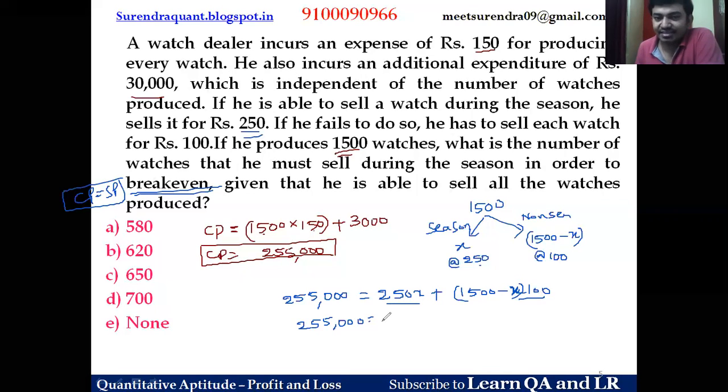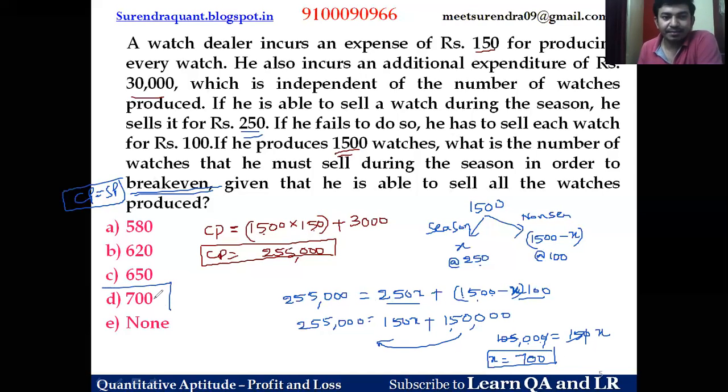250X minus 100X, 150X, plus 1,500 into 100. This is 1,50,000, right? So 1,500 into 100 is 1,50,000. If this comes to this side, 2,55,000 minus 1,50,000 is 1,05,000. This is 150 into X. So 0 gets cancelled. 15 and 7 is 105, 2 zeros. So the number of watches he sold during the season is 700 watches, and that is option D.